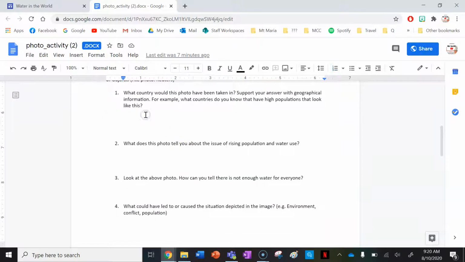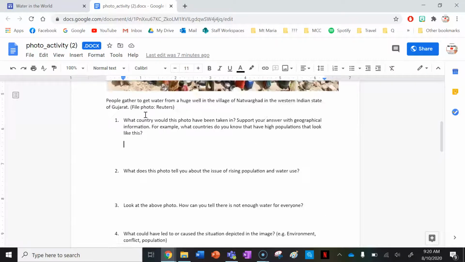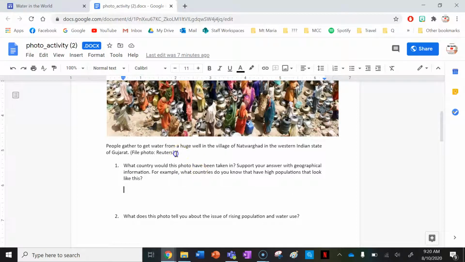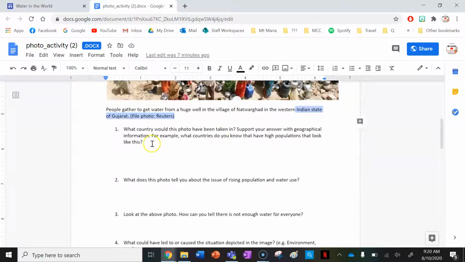So question 1. What country would this photo have been taken in? Support your answer with geographical information. For example, what countries do you know that have high populations that look like this? So that's a pretty easy question because it tells us the answer in the description. So we would say something along the lines of: the photo was taken in India as indicated by the description of the photograph.